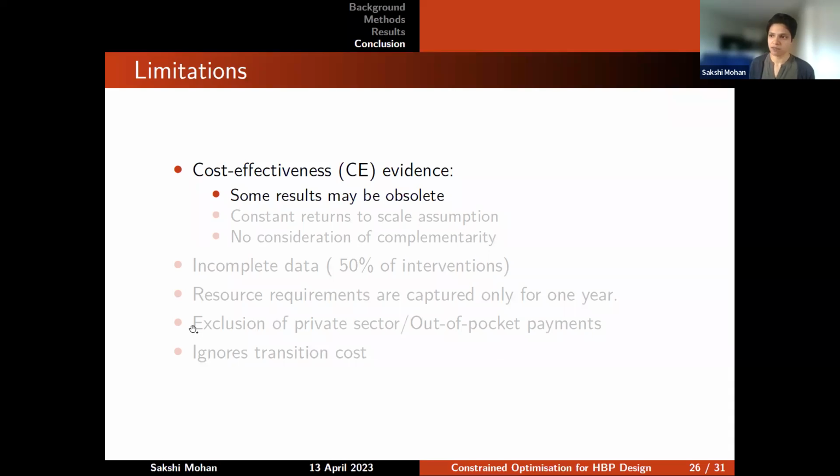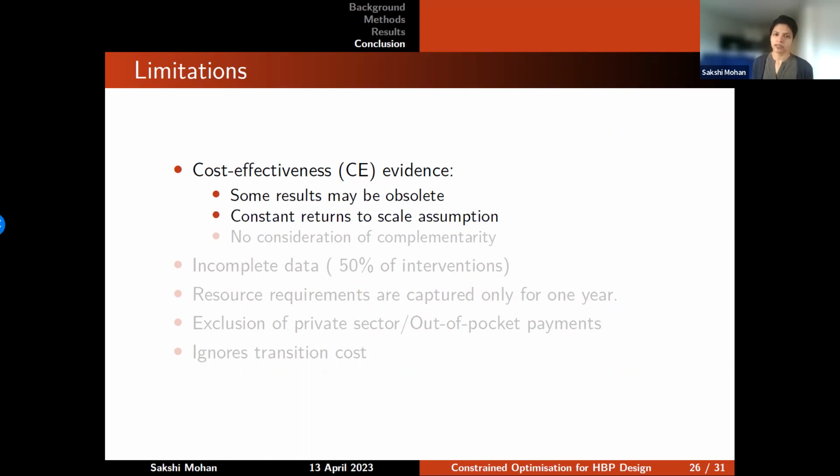So some of these results may be obsolete. We also had to make a constant returns to scale assumption. This means that we assume that the cost effectiveness of interventions would not change with levels of coverage. And this, of course, might not be true in reality because there are very often both economies of scale as well as diseconomies of scale.